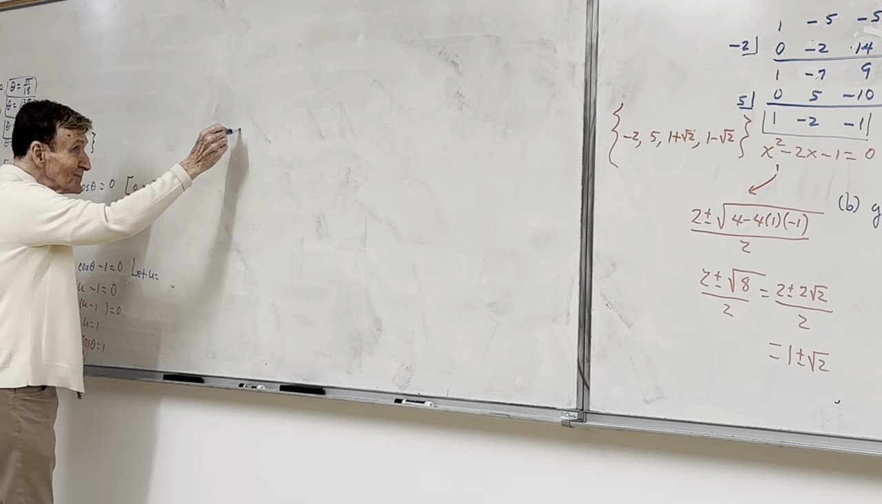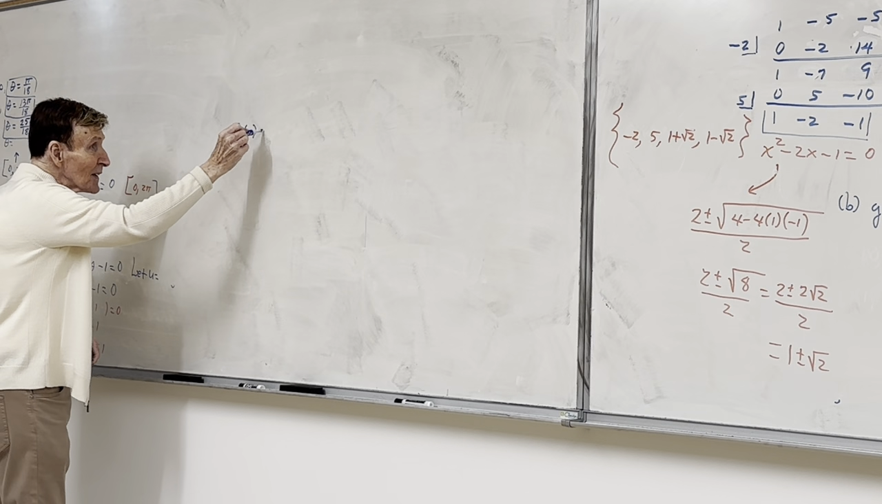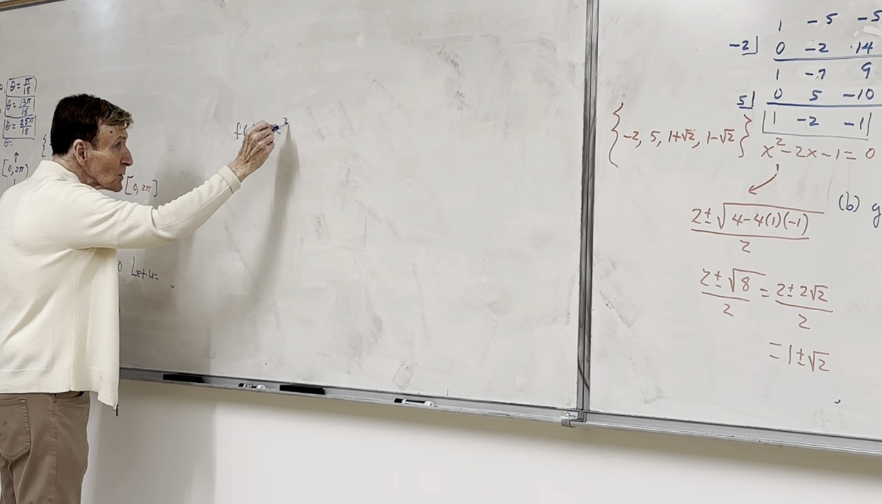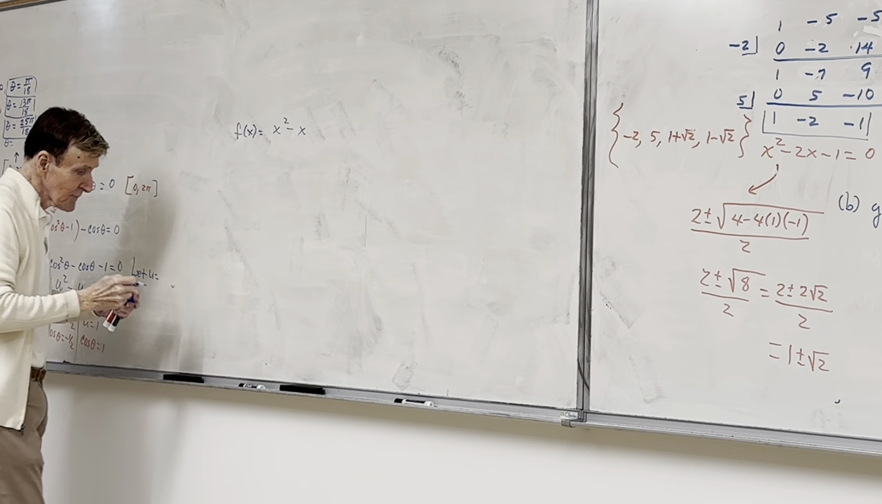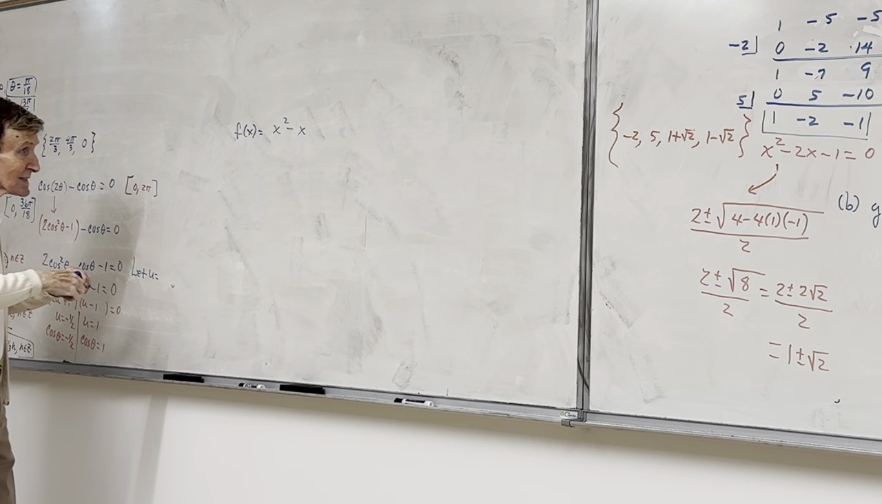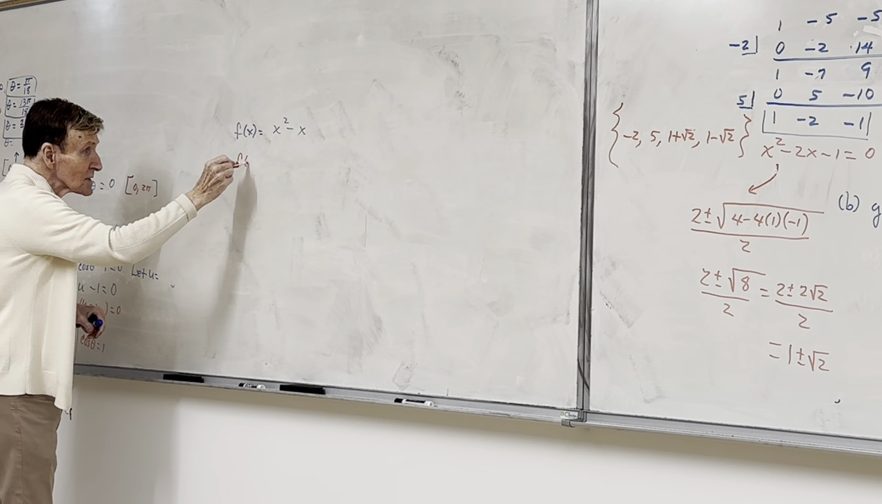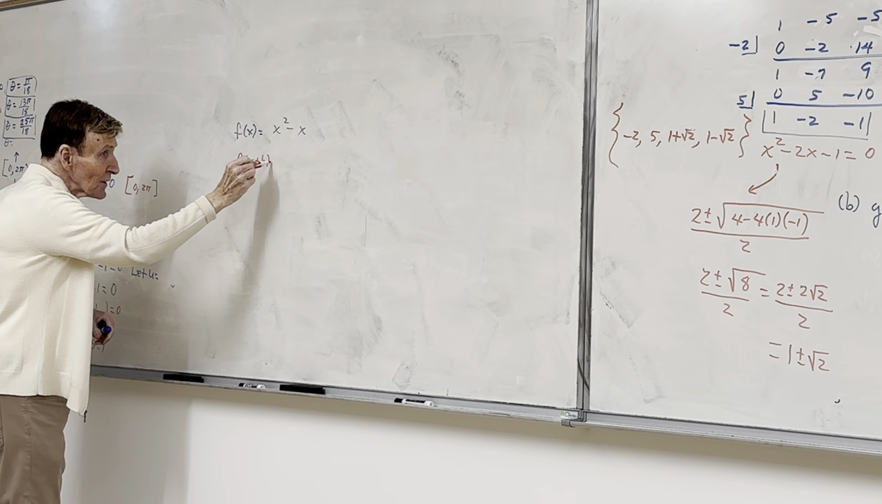What was the function? For f of x equals x squared minus x. Oh, that was too easy. x squared minus x? Yep. And he said, Professor, they asked us to find this, called the difference quotient.